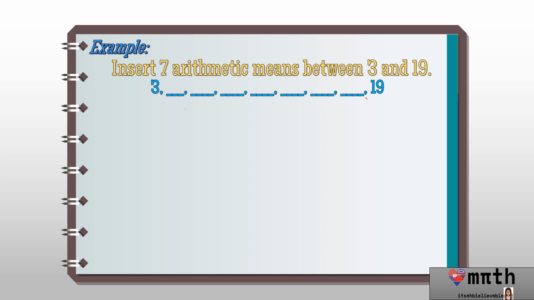The givens: n is equal to 9 since starting from 3 we have 1, this is 2, 3, 4, 5, 6, 7, 8, and 19 will be the 9th term. Okay? A sub 9, or the last term, is 19. A sub 1 is 3, which is the first term. And we're looking for the value of d, which is the common difference.